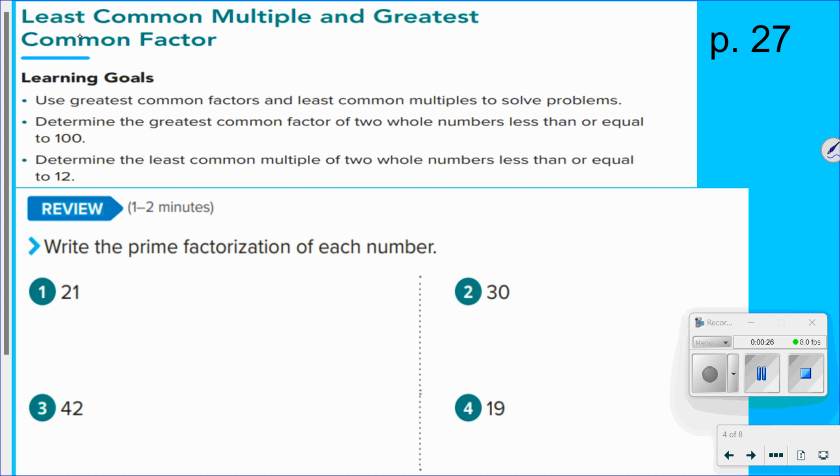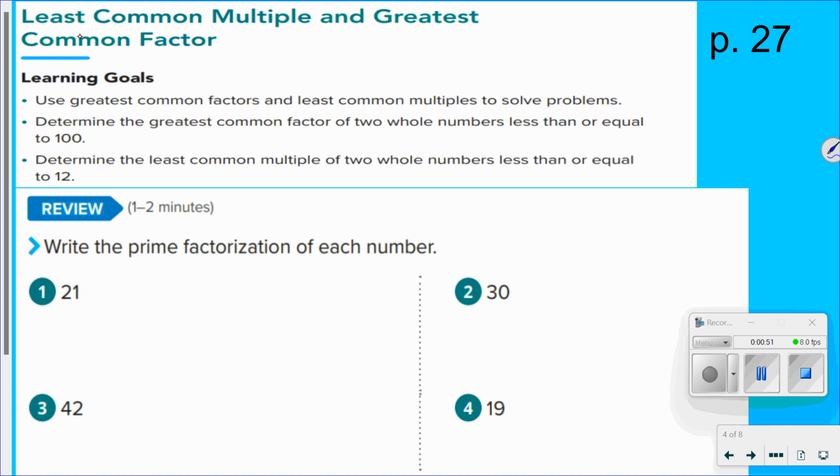Okay, guys, here are our goals for today. We are going to still use greatest common factor and least common multiples, but today we're actually going to be using them to solve problems. So you have to not only be able to do the math, but you need to apply it to word problems. We're going to determine the GCF of two whole numbers less than or equal to 100, and the least common multiple of two whole numbers less than or equal to 12.